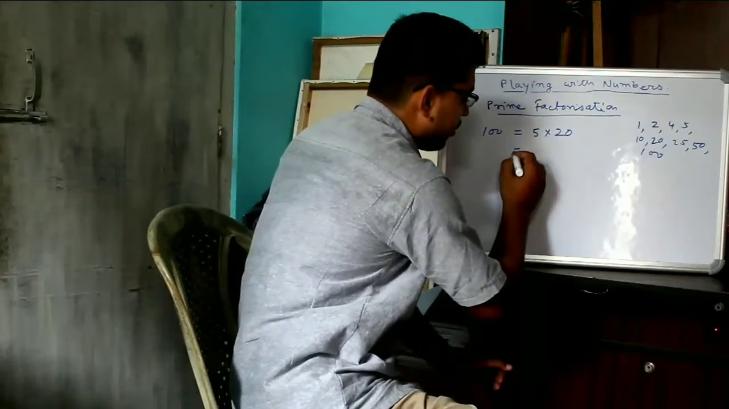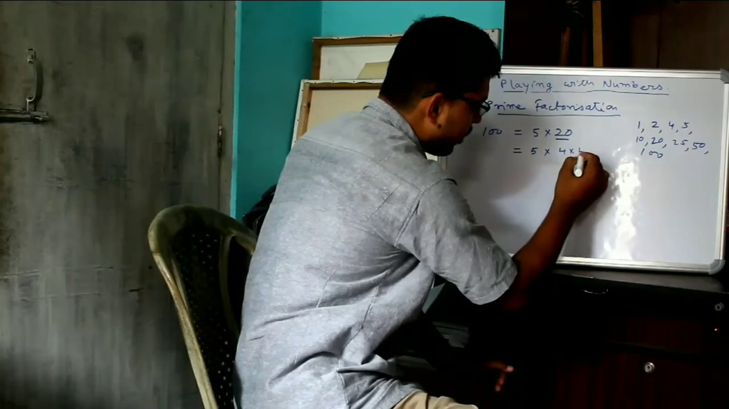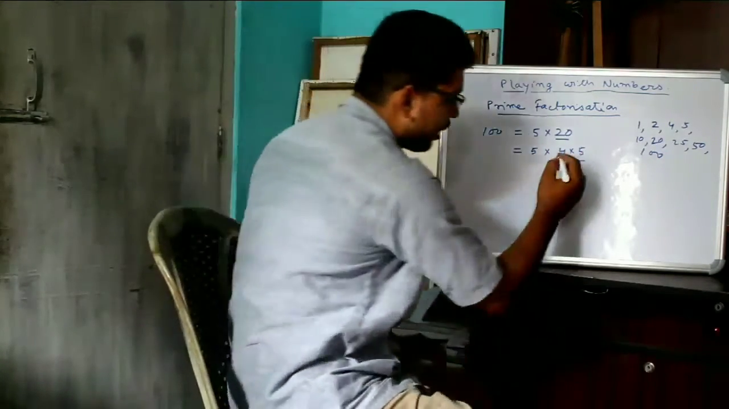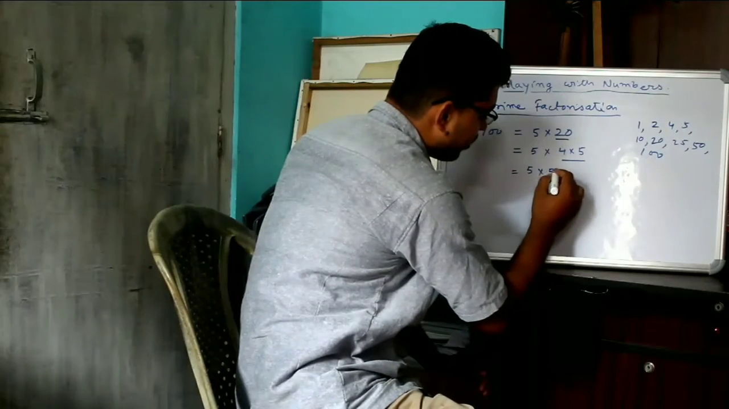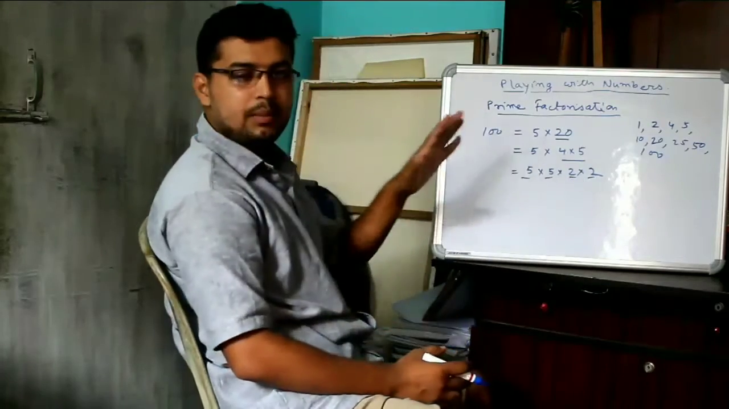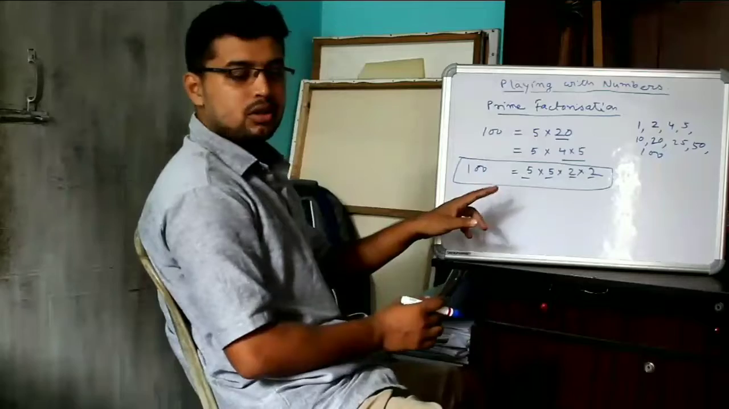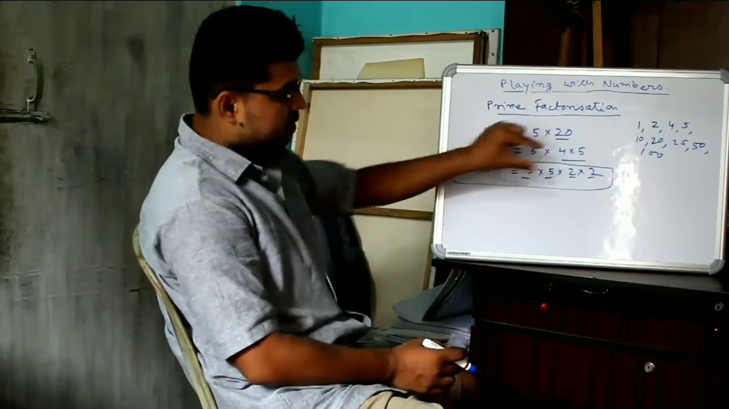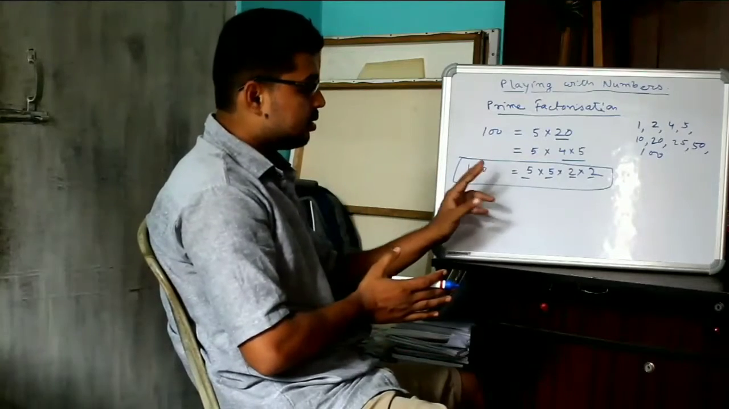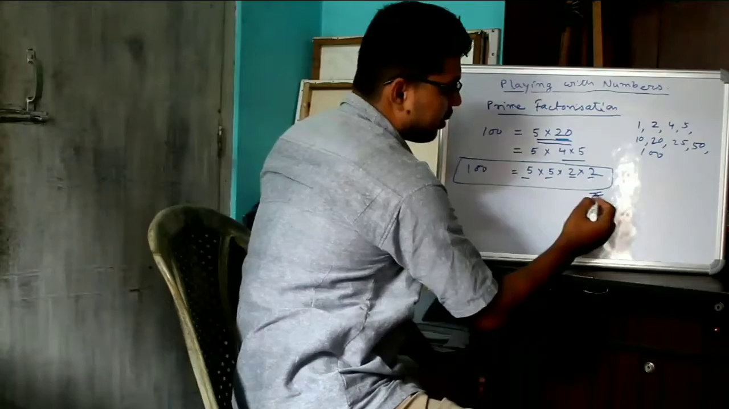So if we factorize 20, it is equal to 4 into 5. Still, this is not a prime factorization, because we can factorize 4 also: 5 into 5 into 2 into 2. Now see, 5, 5, 2, 2 are all prime numbers. Now this is called the prime factorization, because we have factorized the number into all prime numbers.